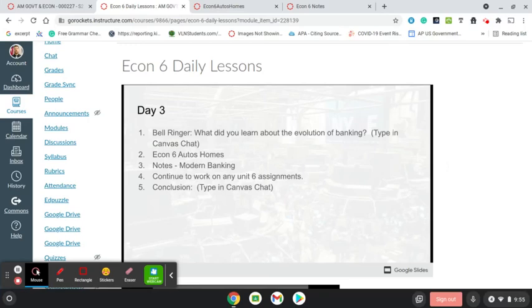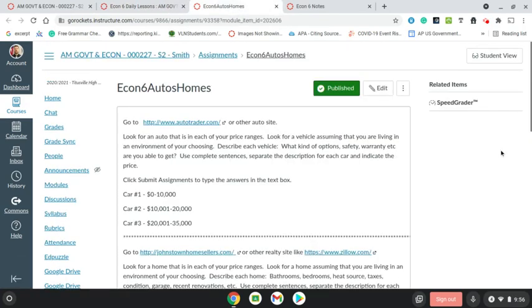So yesterday we talked about the evolution of banking, and that was what the bell ringer was about, which you can type into Canvas chat. Hopefully you're able to complete some of the autos and homes activity.